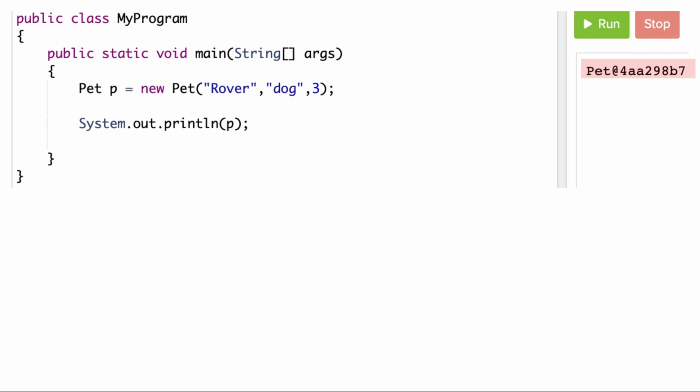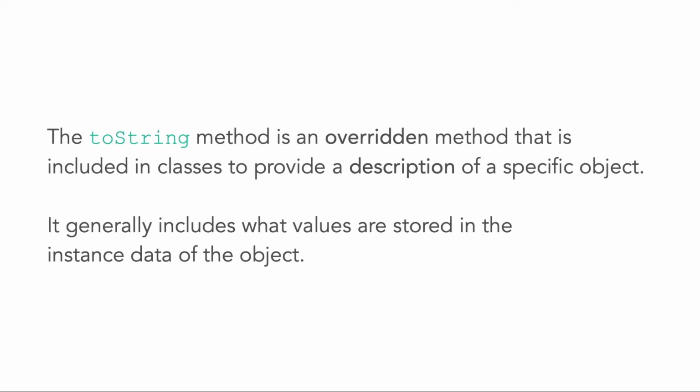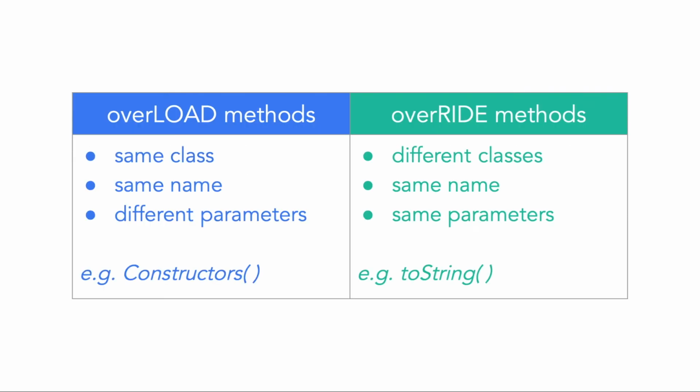Do you remember what we could add in our class code to display meaningful information? Our own toString method. The toString method is an overridden method that is included in classes to provide a description of a specific object. It generally includes what values are stored in the instance data of the object. In Unit 9, Inheritance, we will discuss these in more detail. Overloaded methods are located in the same class, have the same name, but different parameters.